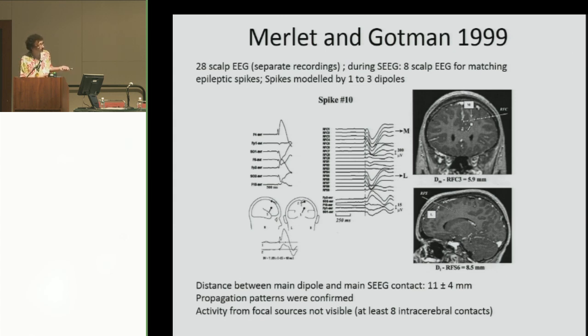She also studied propagation patterns, and what she observed is that activity from focal sources was not visible. So again, we need at least a big piece of cortex to see it at the surface. So she had the figure of 8 intracerebral contacts.